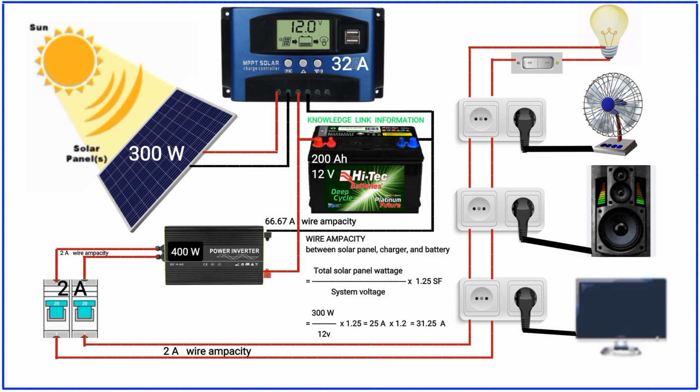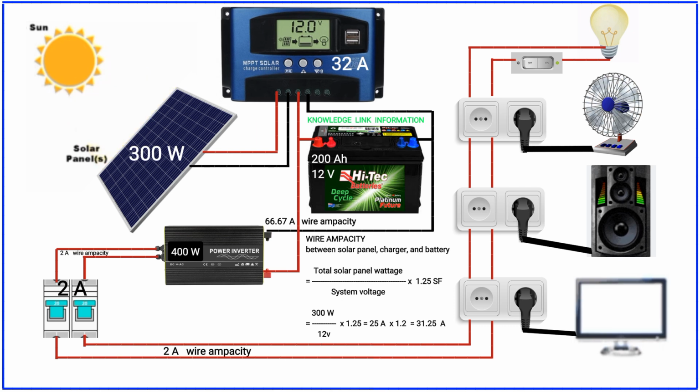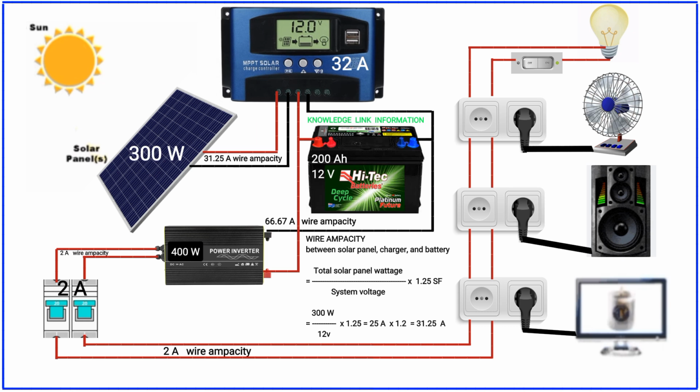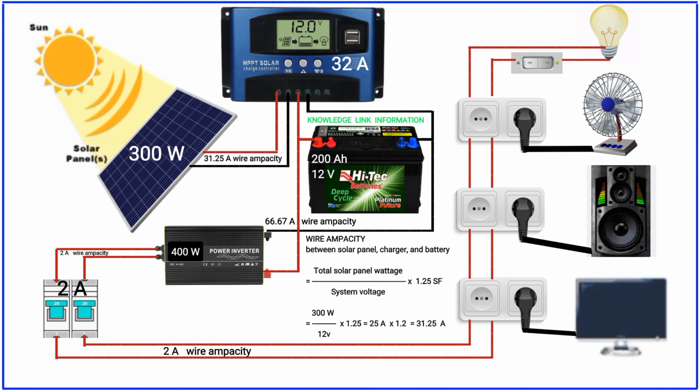And the wire ampacity from solar to solar charger going to battery bank is calculated, using a formula, of total solar wattage, divided by system voltage, times 1.2 safety factor. We have 300 watts, divided by 12 volts, times 1.2 is equal to 31.25 minimum amperes, wire ampacity, or bigger, depending how long the wire from solar panel to solar charge controller.